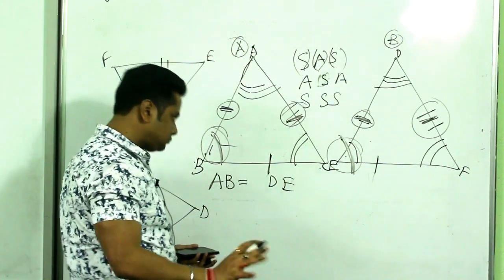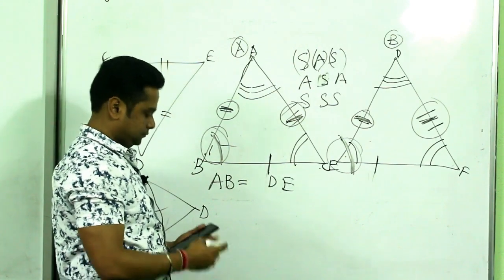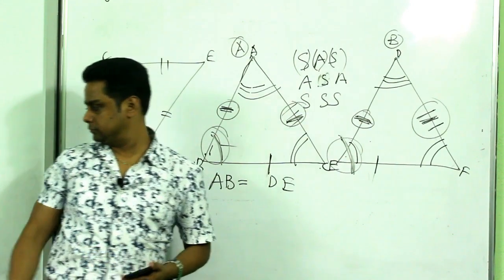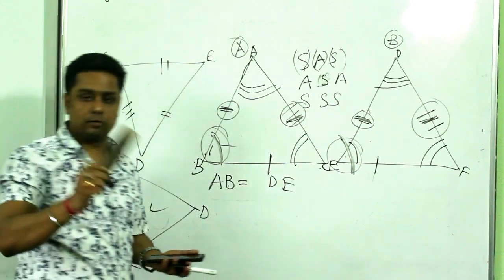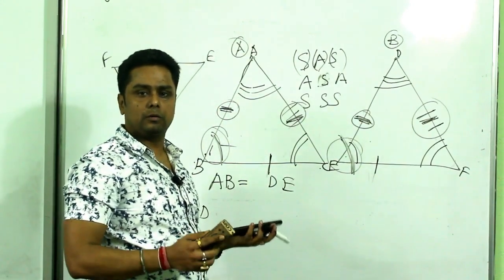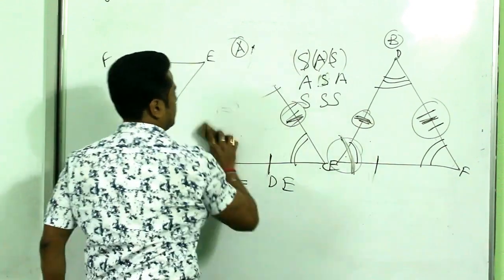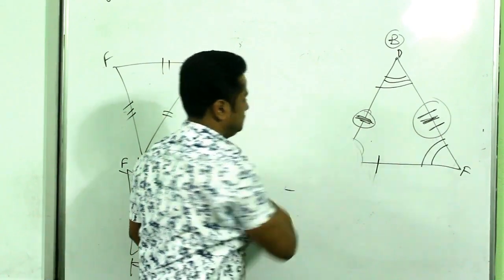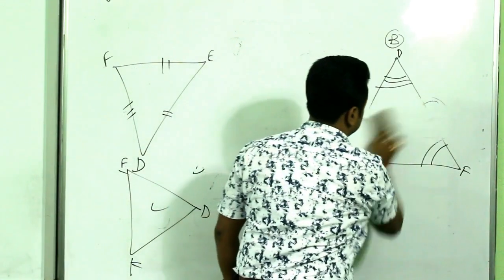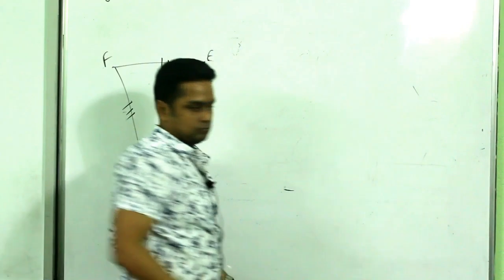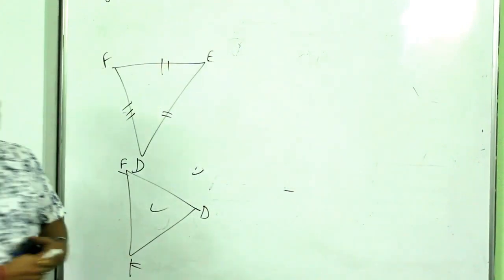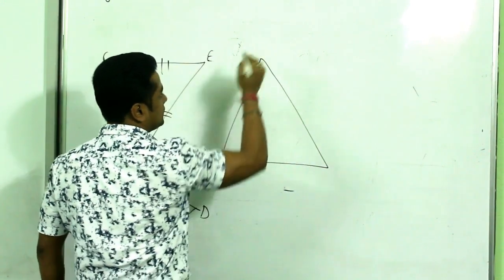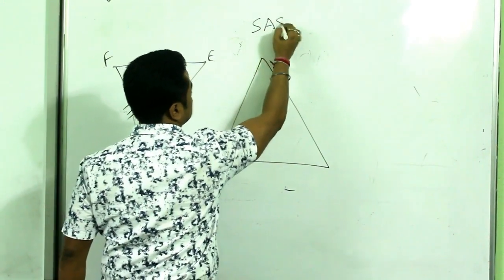How? I am coming to it. I like students when they say how. I can see in your eyes, you are thinking how equal, how congruent. I am showing you. Now let's take the first point, side, angle, side.